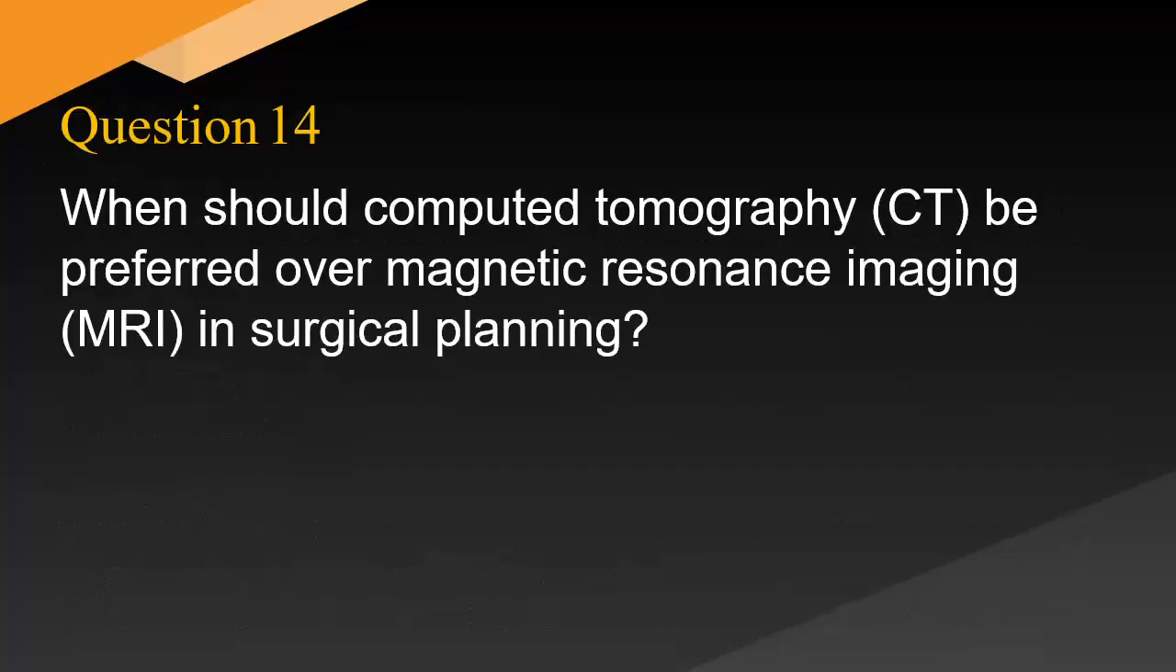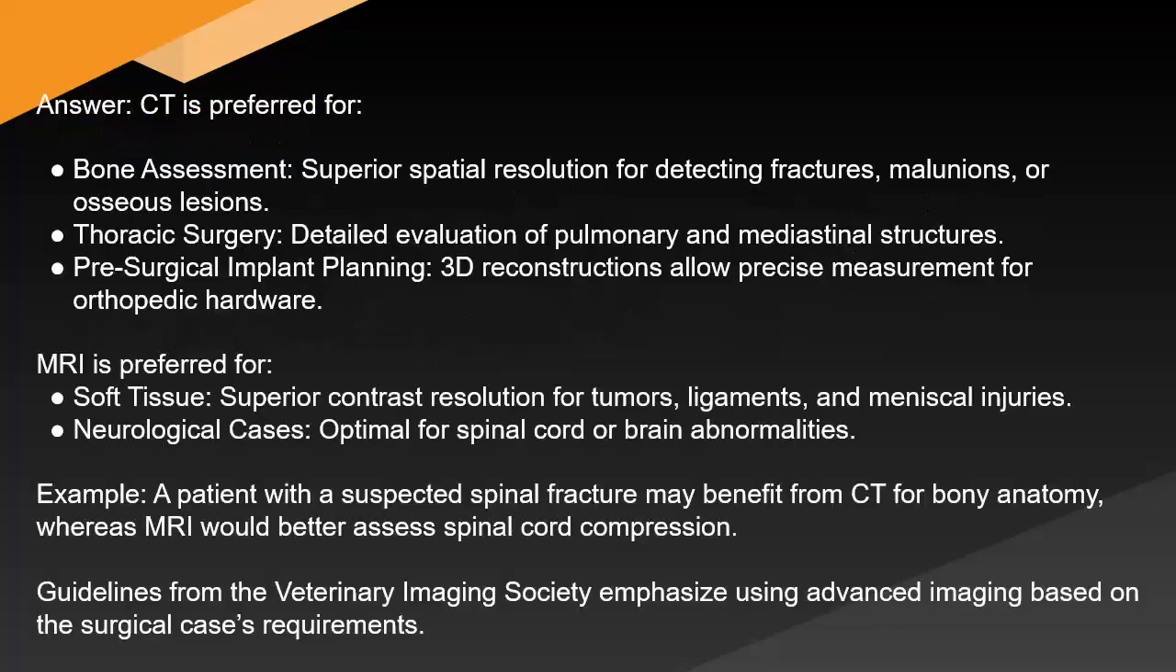When should computed tomography (CT) be preferred over magnetic resonance imaging (MRI) in surgical planning? Answer. CT is preferred for bone assessment, with superior spatial resolution for detecting fractures, malunions, or osseous lesions. Thoracic surgery, for detailed evaluation of pulmonary and mediastinal structures. Pre-surgical implant planning. 3D reconstructions allow precise measurement for orthopedic hardware.